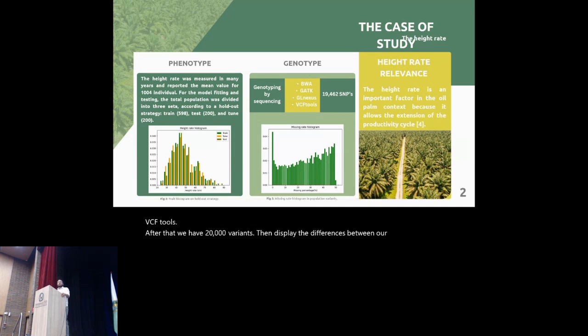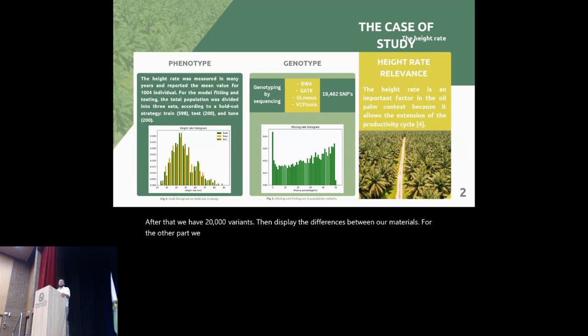For the other part, we have also our phenotype. In this case, we measure the height rate across different years, and we report the mean value for each plant. Another thing that is important is that we can create our experimental setup with this information. We're going to separate our data in 3 sets using a classical holdout strategy: train, tune, and testing, given by 70% of our data set, 15% for the tune part, and the rest for the testing.